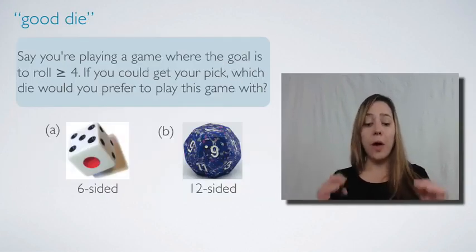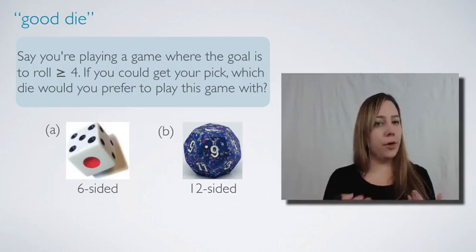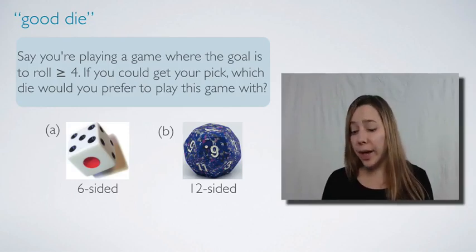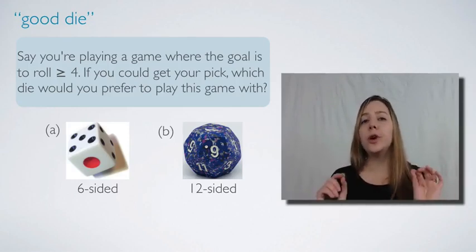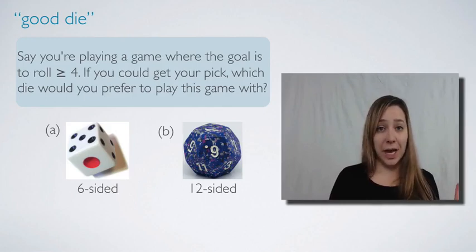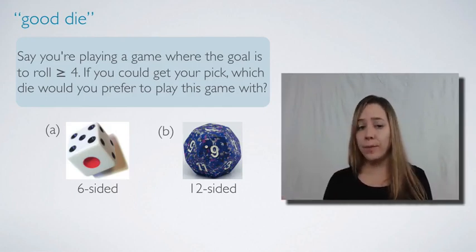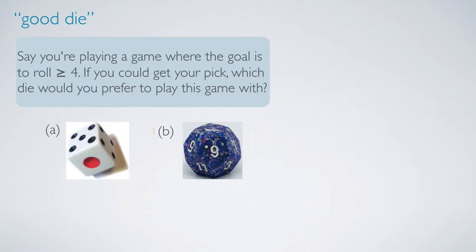Say you're playing a game where the goal is to roll a number greater than or equal to 4, like the one we're playing right now. If you could get your pick, which die would you prefer to play this game with? The 6-sided or the 12-sided die? Hopefully, your answer is a 12-sided die. Remember, we already worked through the probabilities here. The probability of rolling a number greater than or equal to 4 is much higher, 75% compared to the 50% with the 12-sided die. So what we're going to call this die is the good die.